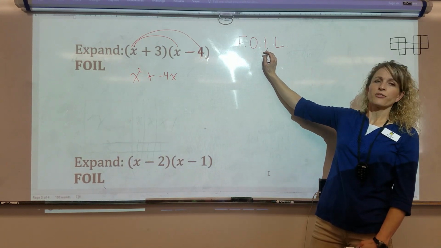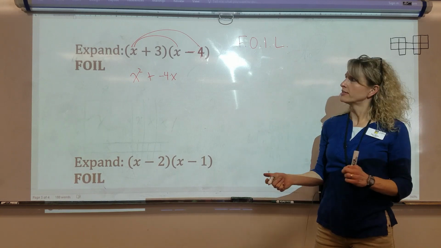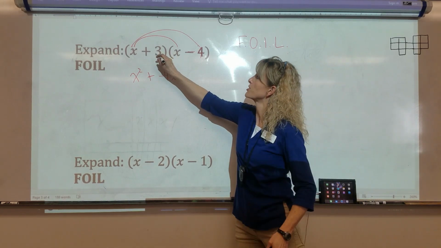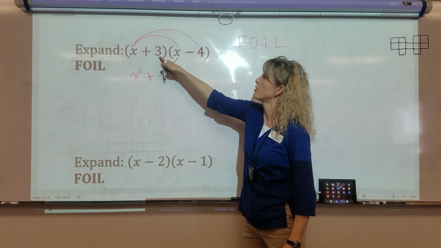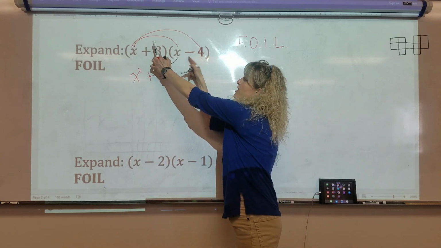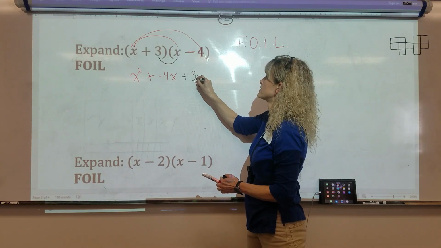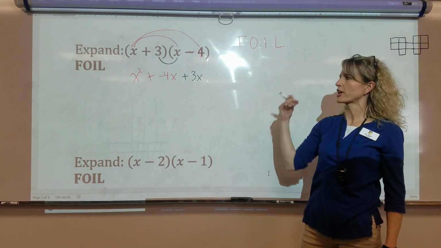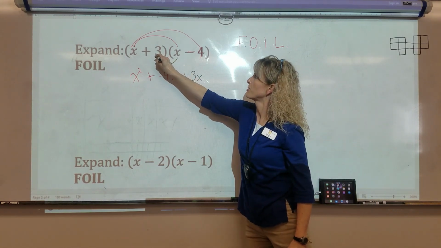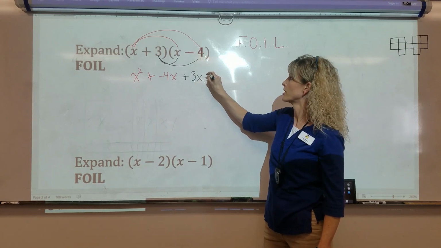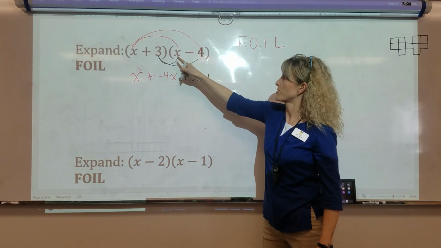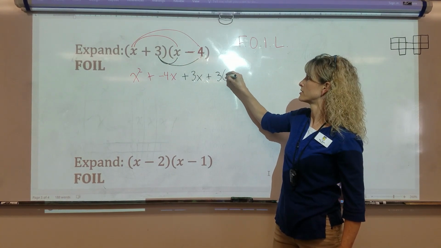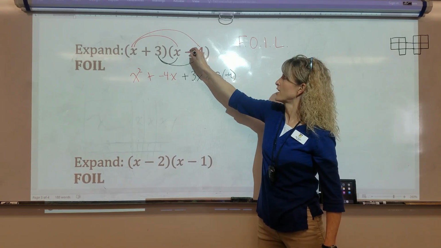Next is I for inside. I'm going to switch over. I like to do the inside and last on the bottom. 3 times x. Next is the last term, L. L stands for last. So I'm going to do 3 times negative 4. I add everything together, but 3 times negative 4. Keep the sign with the 4.